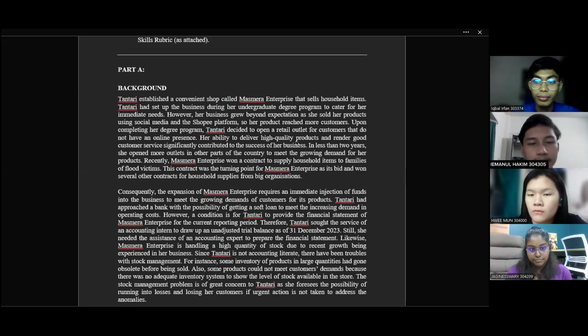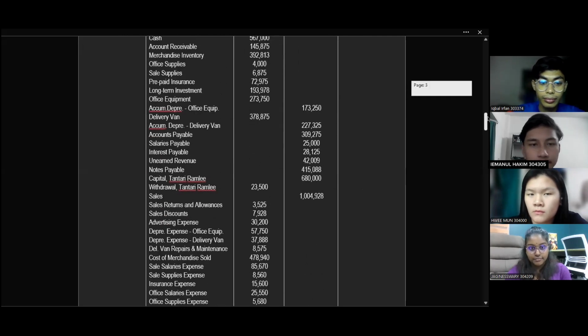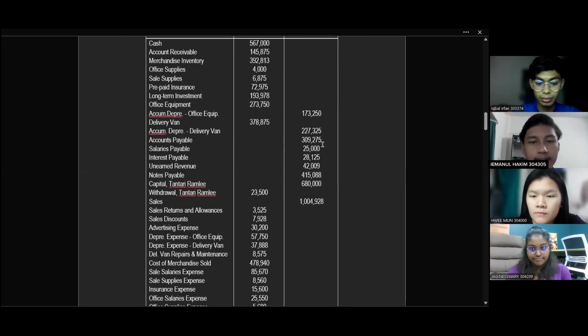Masmira Enterprise profit or loss statement is divided into three key sections. Let's start with the revenue section. Revenues represent the income generated from the company's core business operations. This includes sales of product or services, return and allowances, and discounts also.